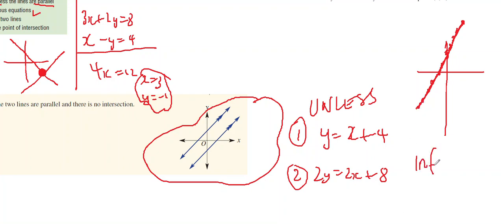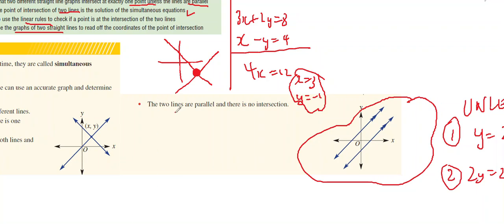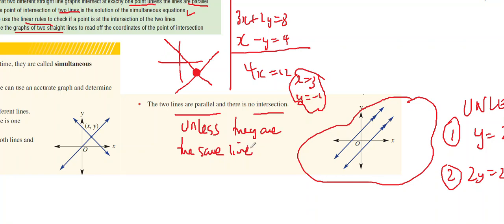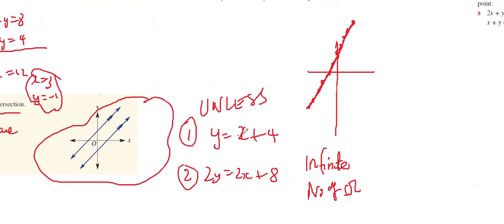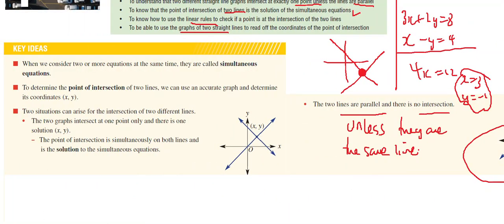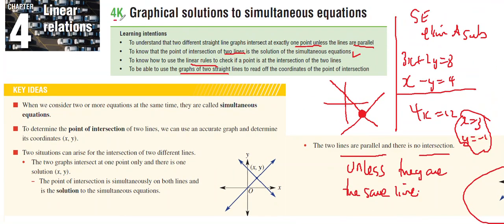So here I have an infinite number of solutions. While the chapter says it's true that two lines that are parallel have no intersection points, that is unless they are the same line, because the gradient of this line is 1 and the gradient of this line is 1, and they both have the same y-intercept. So when we're working through 4K, keep in mind it's all around simultaneous equations.